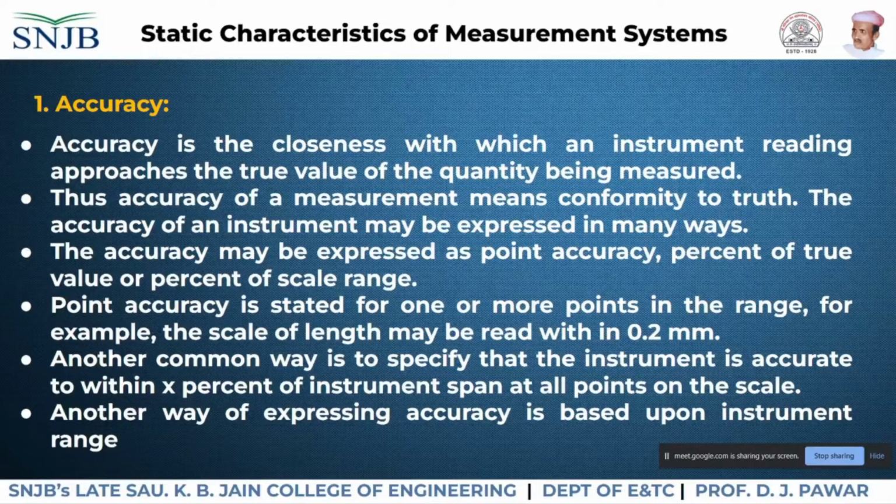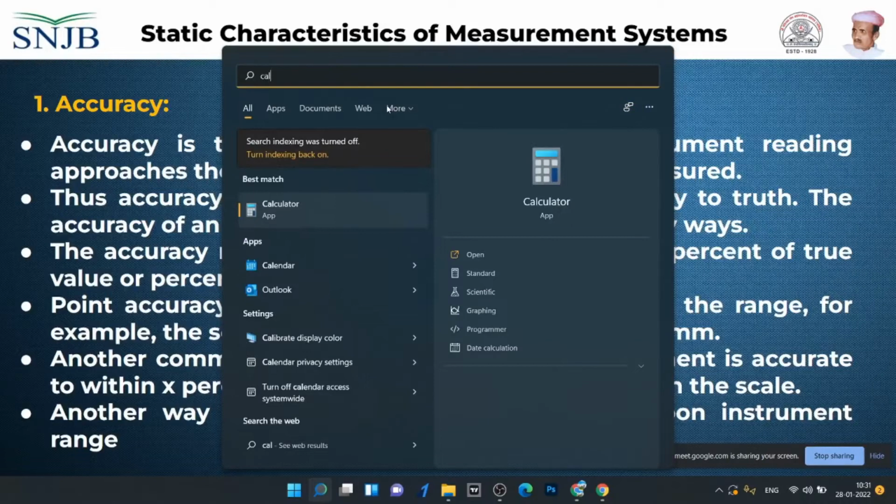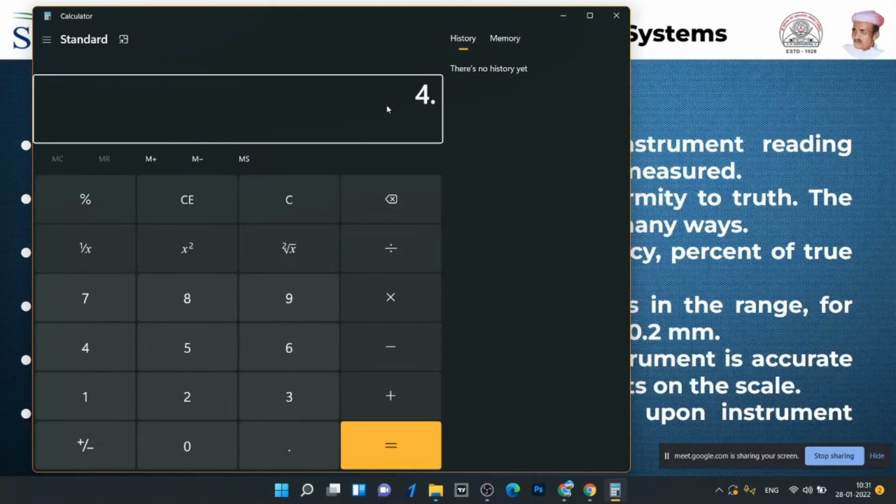The accuracy of an instrument may be expressed in many ways. The accuracy may be expressed as point accuracy, percent of true value or percent of scale range. For example, like I told you, the first system was giving 4.99 liters. So to calculate the accuracy of that system, let us open the calculator. 4.99 divided by 5 into 100. It is giving an accuracy of 99.8.